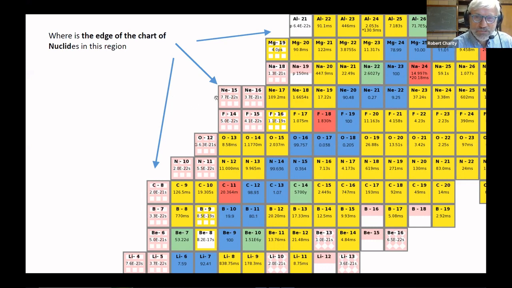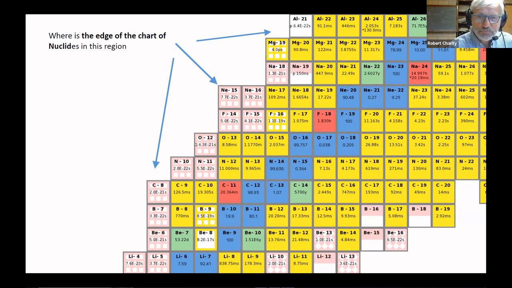And one of the questions is, how far can you go before you reach the edge? Where is the edge? In the end, that will be something of a diffuse border. But as you go further beyond the drip line, the lifetimes or the widths of these resonances just increase, and eventually these resonances dissolve into the continuum. And that is essentially the end. That is the point at which you can no longer consider it to have a resonance.